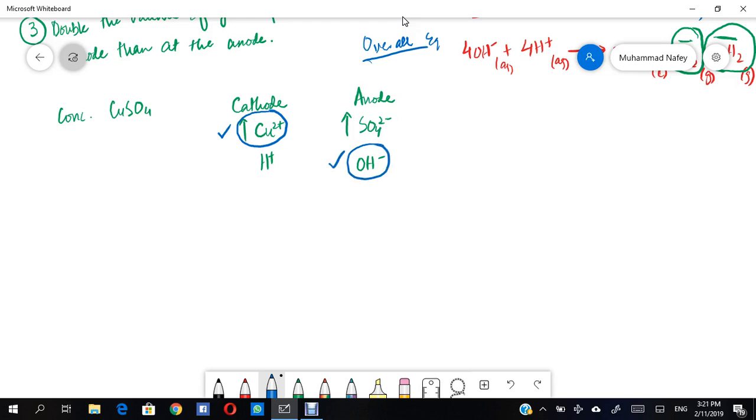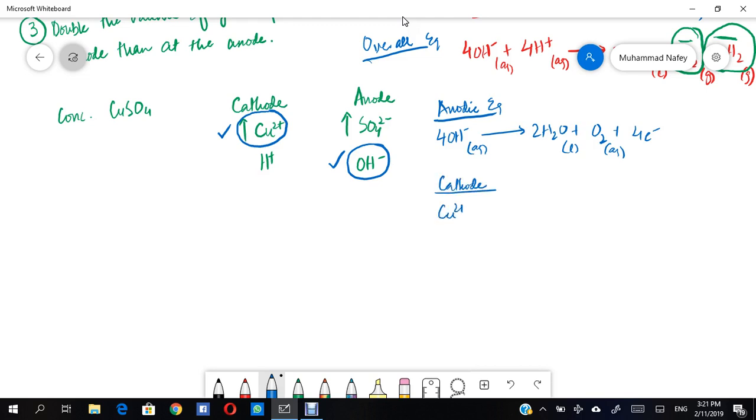So now again, coming to our equations, the anodic equation will be featuring the hydroxide ions, that is 4OH⁻ releases 2 molecules of water plus 1 molecule of oxygen gas and 4 electrons, and here come our state symbols. What happens at the cathode is that it's copper ions that are being discharged. So copper ions are in aqueous state, whereas the copper formed here would be a solid.